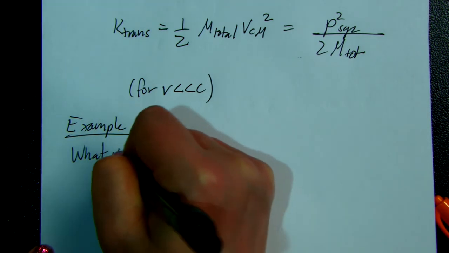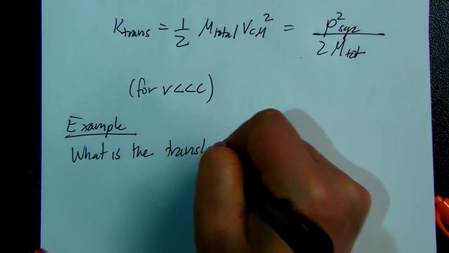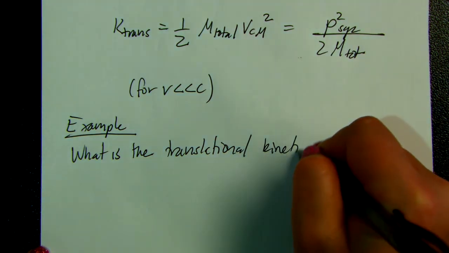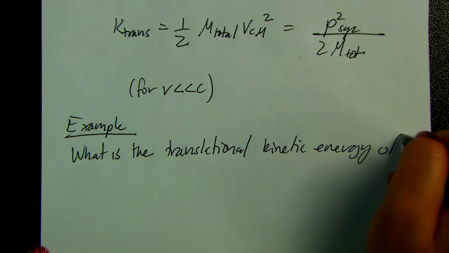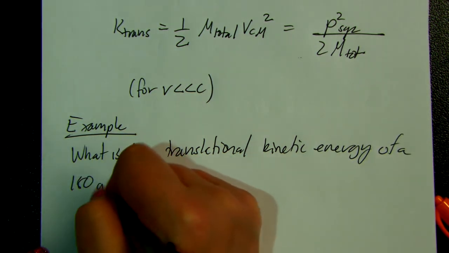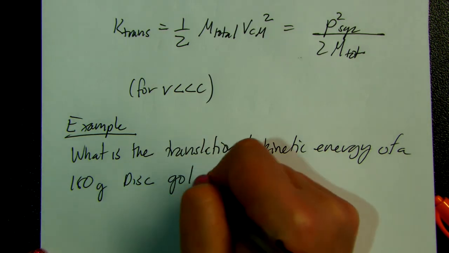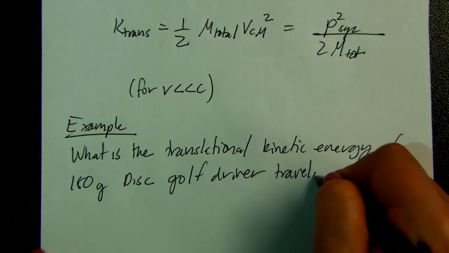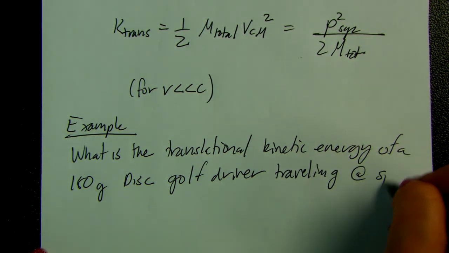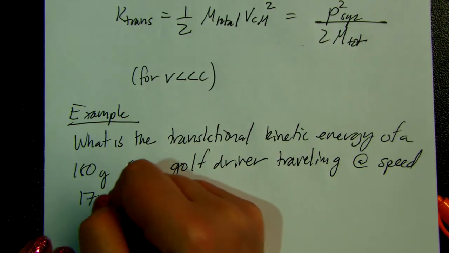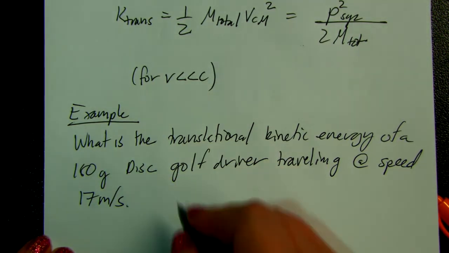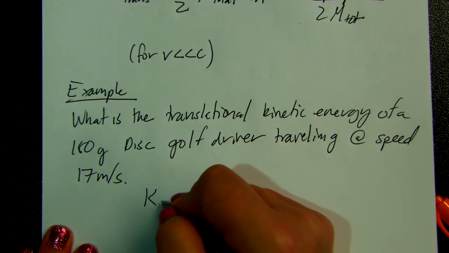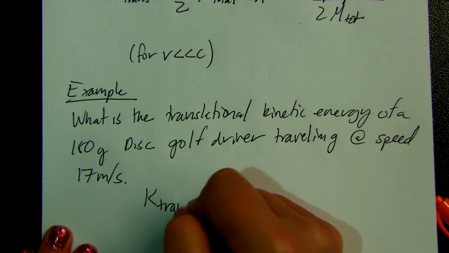What is the translational kinetic energy of a 180-gram disc golf driver traveling at speed 17 meters per second? Yes, I looked up the actual weight of the driver disc, and I think this is like the average speed of a non-professional.